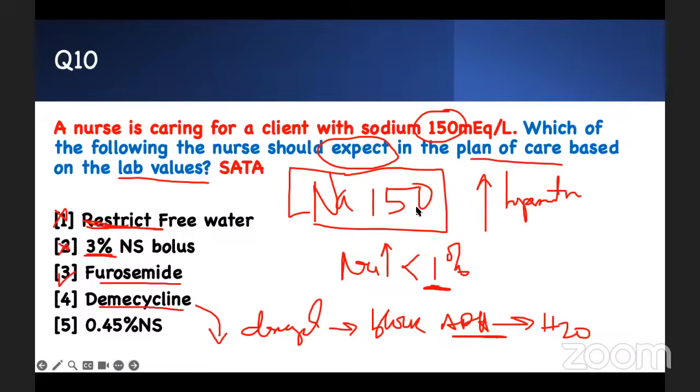I don't like it. Demeclocycline is used for people who have what? SIADH, so that they don't absorb any more water and their sodium can go down. The patient's sodium is too high, so this is not normal. This sodium is less than 1%, half of a percent, so this is good. So 3 and 5 are your answers.